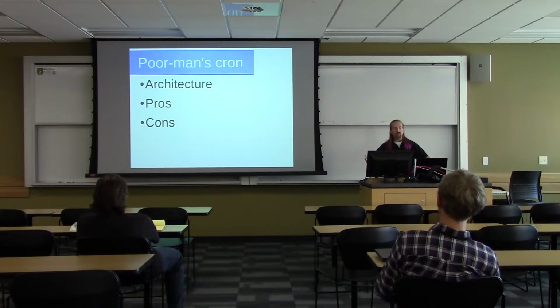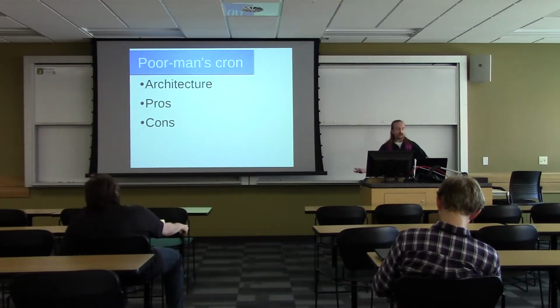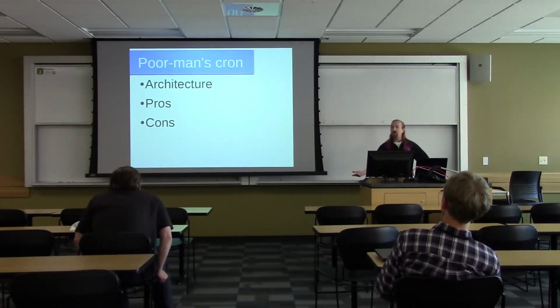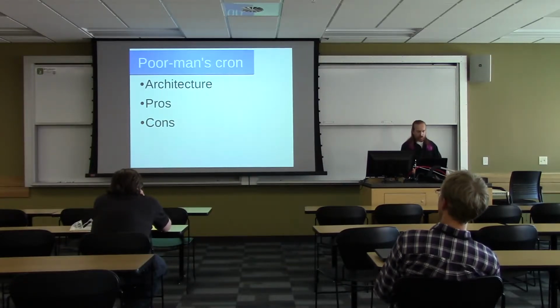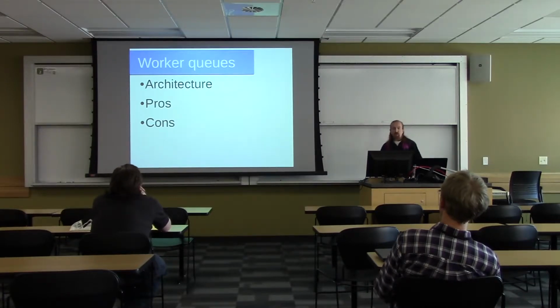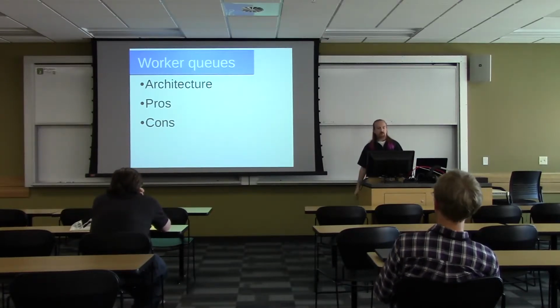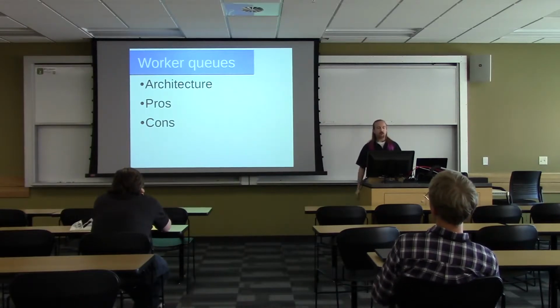And then again, as with normal cron, any long-running tasks may not complete before the next scheduled run of that task, if they ever complete at all. And there's no way to check failure conditions reliably in that case either. So here's the approach that I'm going to try to focus on a little bit. It's called the queue and worker approach.